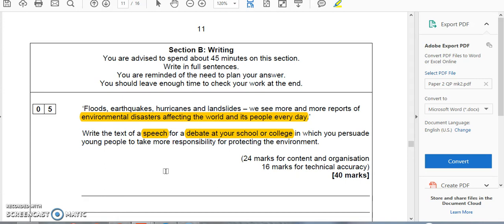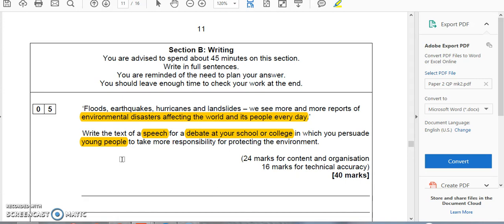Our audience. Our audience is young people. So that can tell us a lot about what sort of tone we're going to have to use, what sort of style we're going to have to use. If it's young people at a school or a college, that tells us that we're going to want to be a little bit formal, but we're not going to want to be overly formal. That might put our audience off. We need to show that we are paying attention to our audience. So we might want to include a bit of humour in there maybe as well, just to engage people.